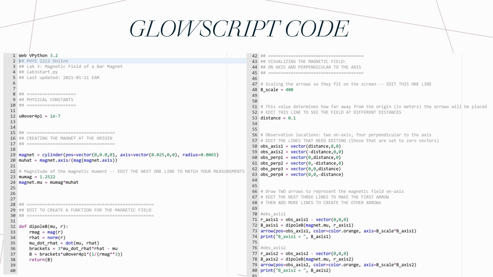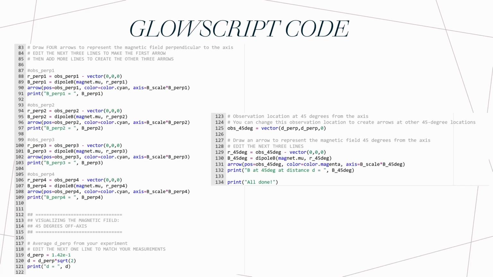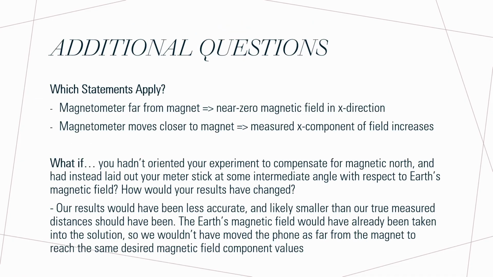This is all of the code where we have our constants, the measured value of mu, and then our function dipole B that calculates the magnetic field at any location, as well as all the different observation vectors, followed by the calculation for the magnetic field at those places, both the parallel and perpendicular locations, and then also the calculation for the location at 45-degree angle.